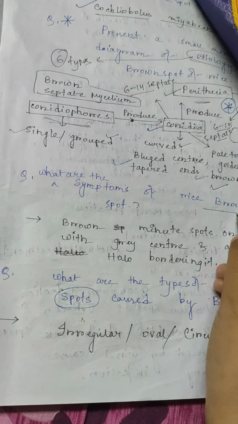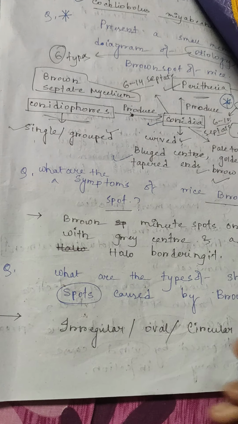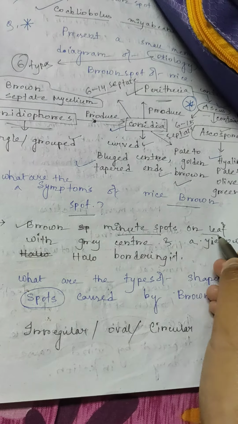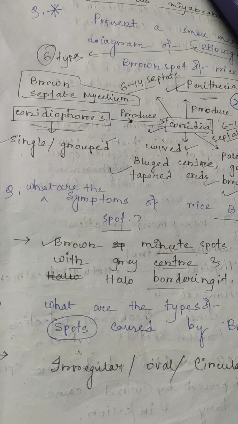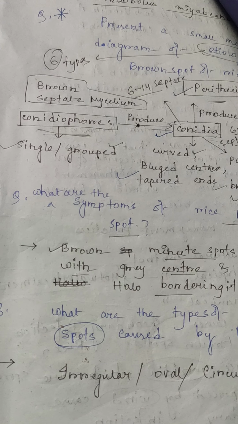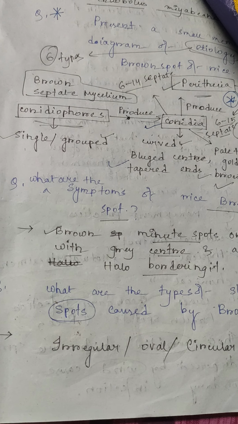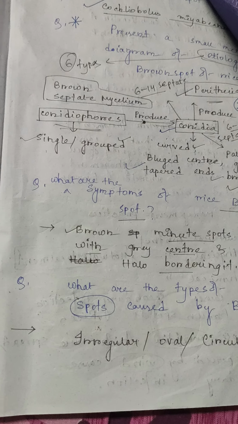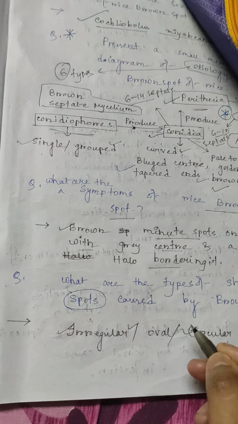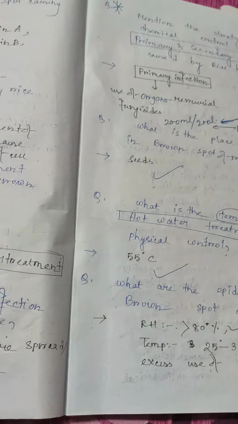What are the symptoms of rice brown spot? Brown minute spots on leaf with grey center and yellow halo bordering it. What are the types of shapes of spots caused by the brown spot fungus? Irregular or oval or circular spots.